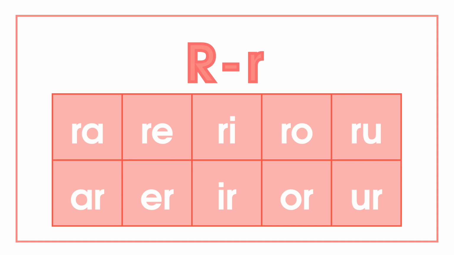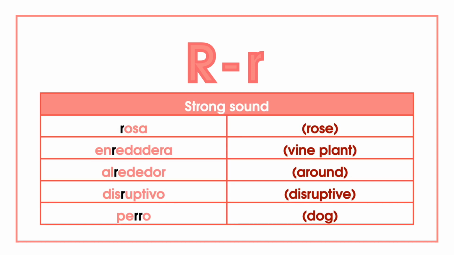Let's look at some examples. Rosa at the beginning of the word, enredadera preceded by an N sound, alrededor preceded by an L sound, and disruptivo preceded by an S sound. And the last one, perro. When the R is in the middle of the word, here we double the R since it is between two vowels.